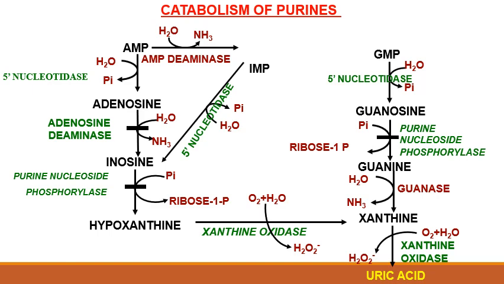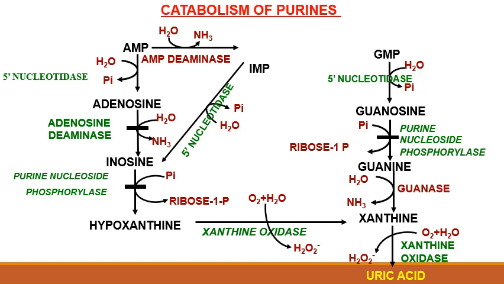The other pathway open to it is that it is first acted upon by a 5' nucleotidase to form adenosine, and then deaminated by adenosine deaminase to form inosine. Once inosine is formed, it is acted upon by a purine nucleoside phosphorylase to form hypoxanthine. This hypoxanthine, by the action of the enzyme xanthine oxidase, is converted to xanthine, and xanthine, again by the action of xanthine oxidase, is converted to uric acid.